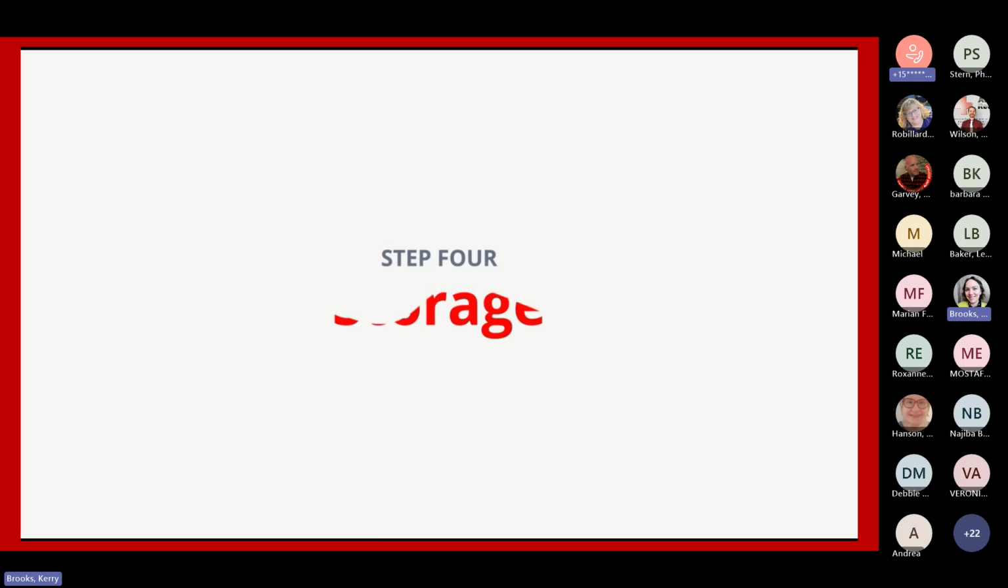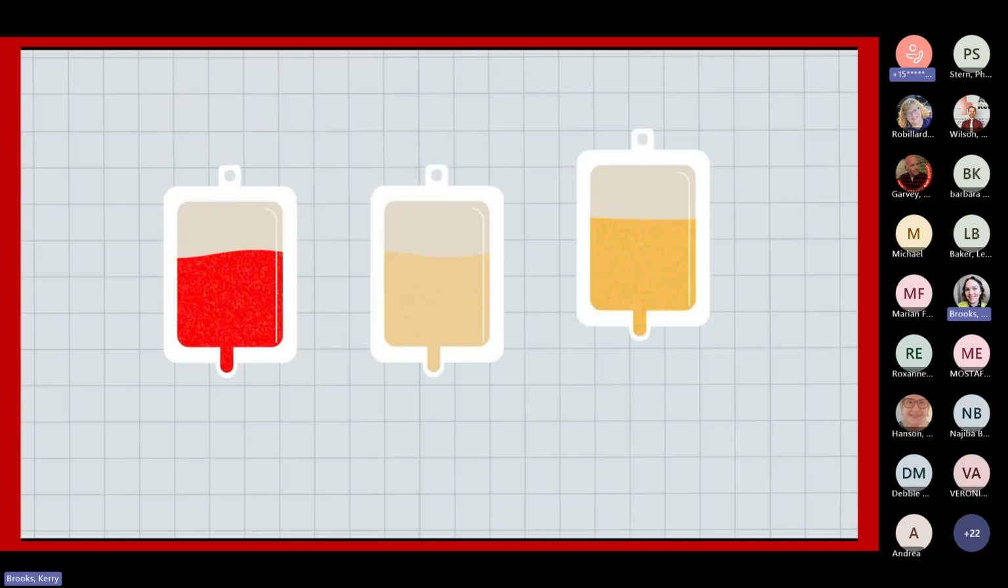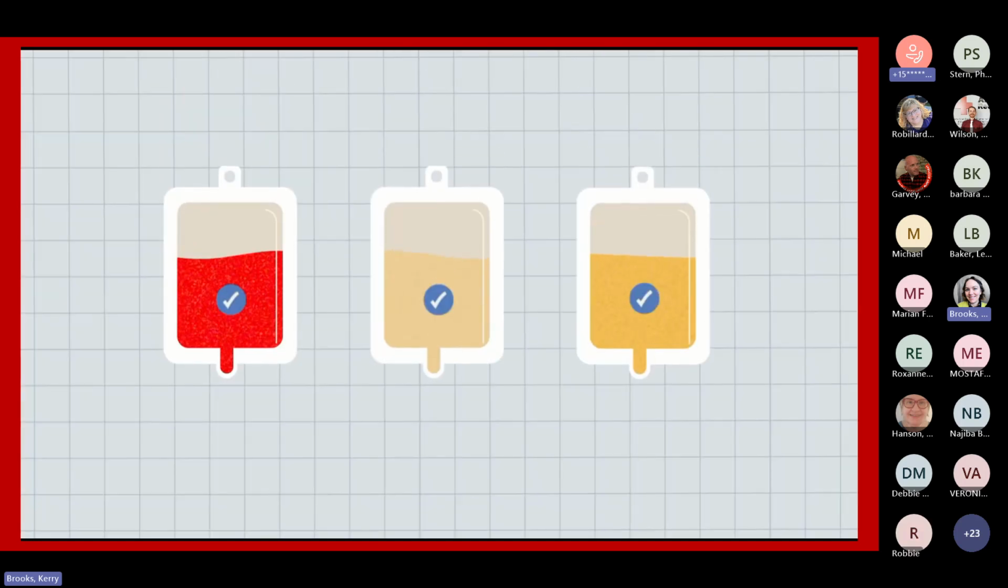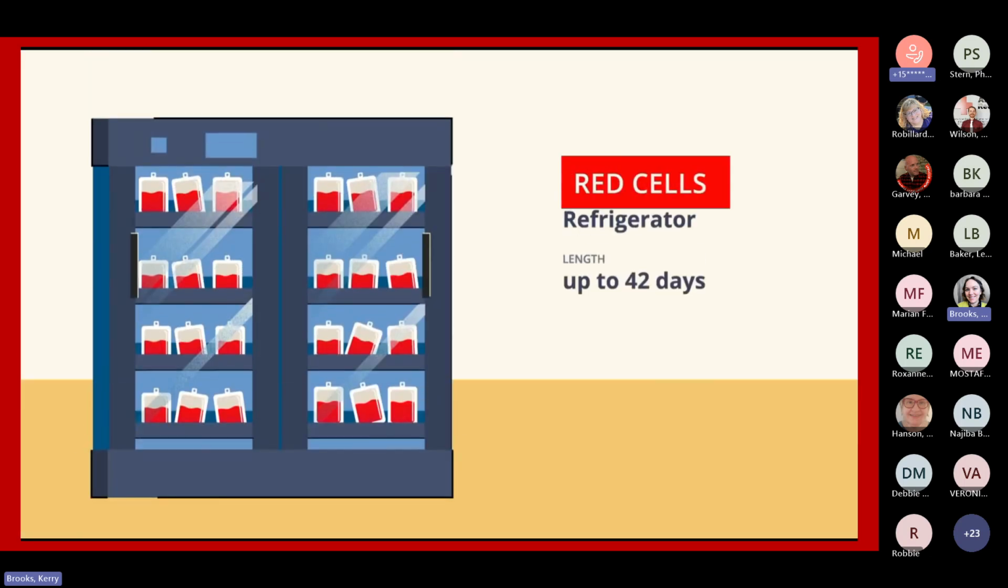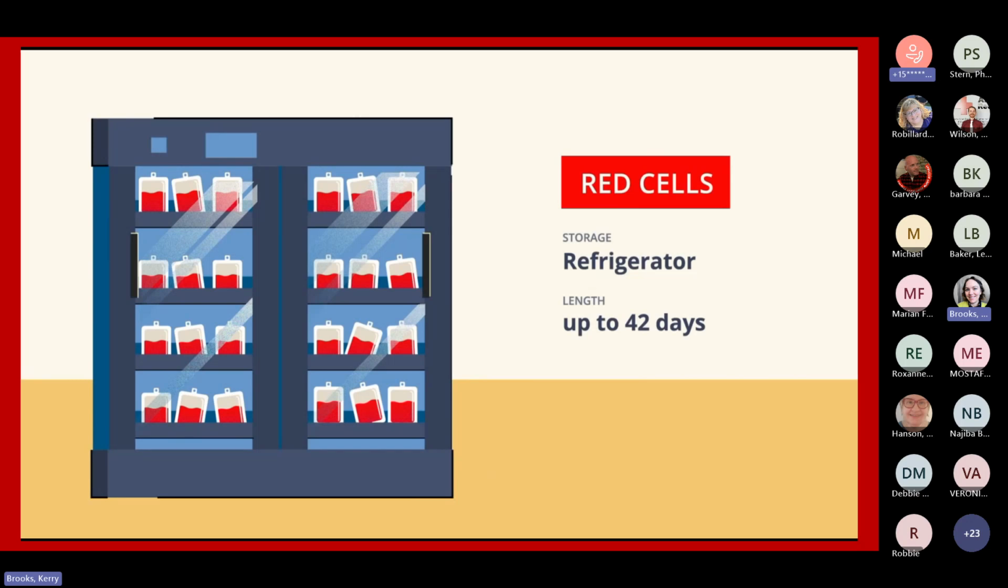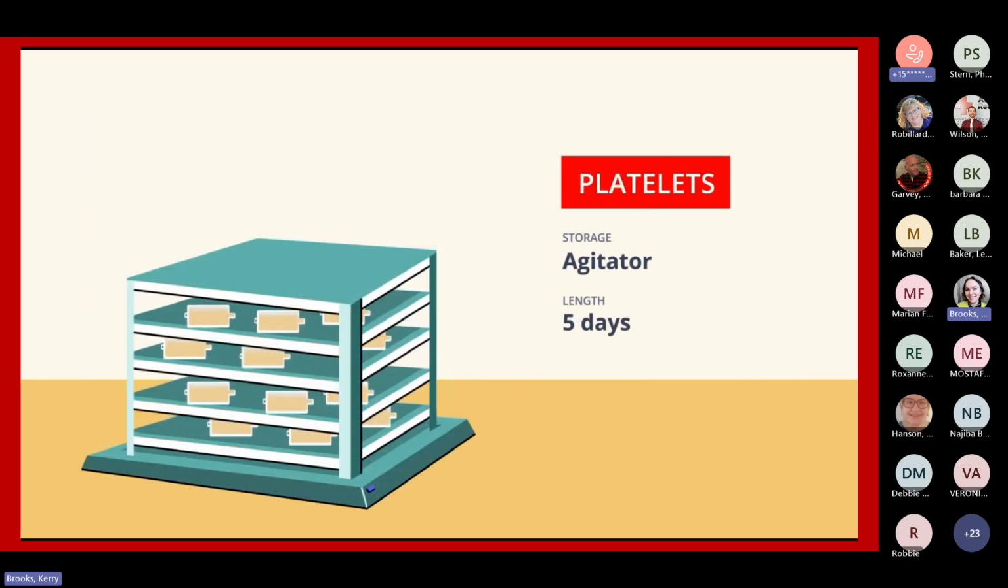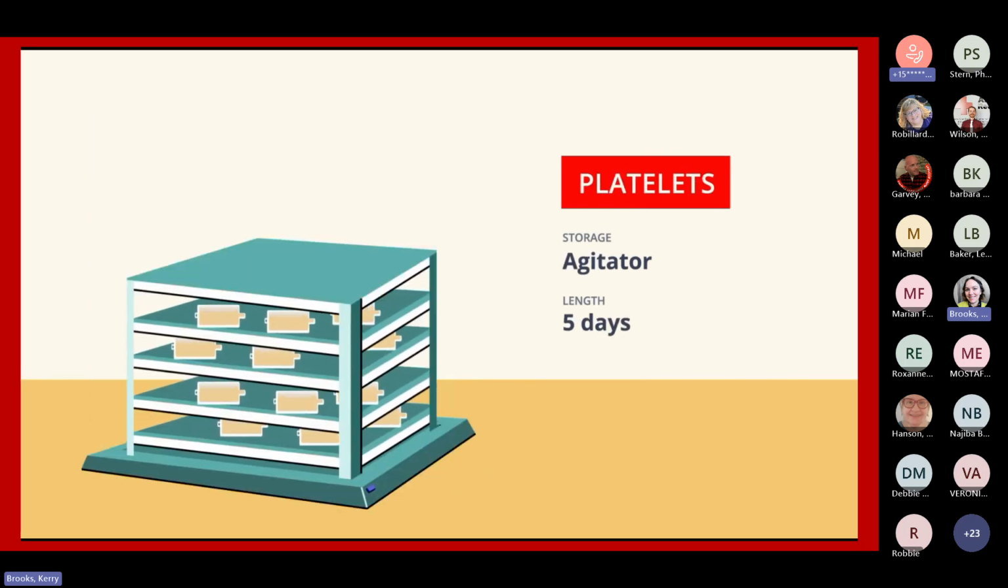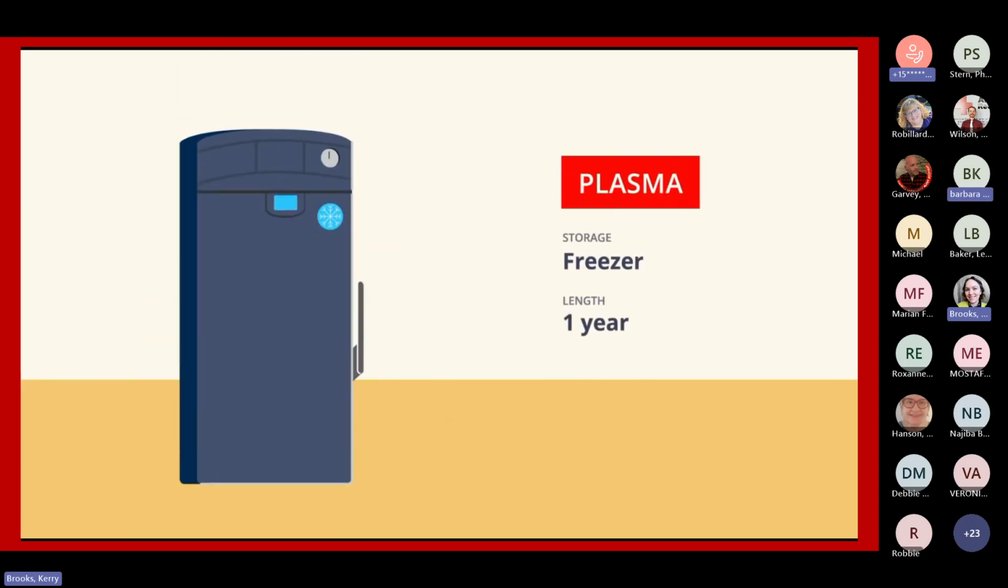Step 4. Storage. Once testing is complete and your donation is approved for use, it will be labeled and stored. Different components are stored in different ways and for different lengths of time. Red cells are stored in refrigerators for up to 42 days. Platelets are stored at room temperature for up to 5 days, while continuously agitated to prevent platelets from clumping together. Plasma is stored in freezers for as long as a year.